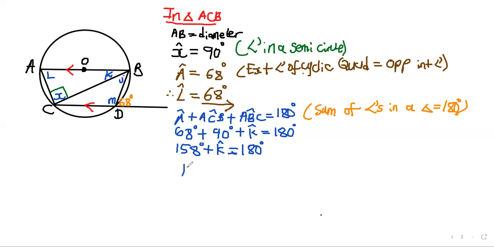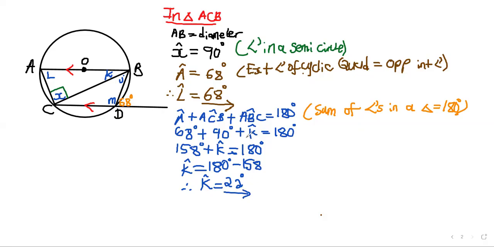Then I'm going to say angle K is equal to 180 degrees minus 158. Therefore, angle K is equal to 180 minus 158. We're getting 22 degrees. So it means angle K is equal to 22 degrees.